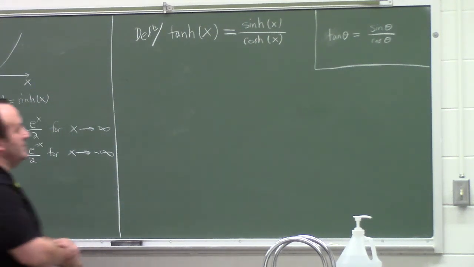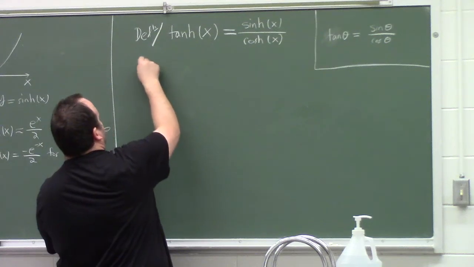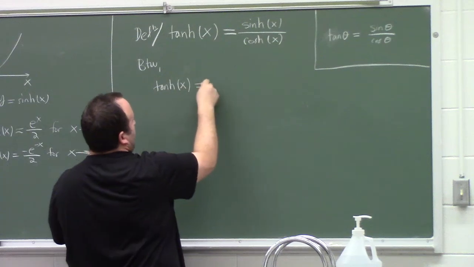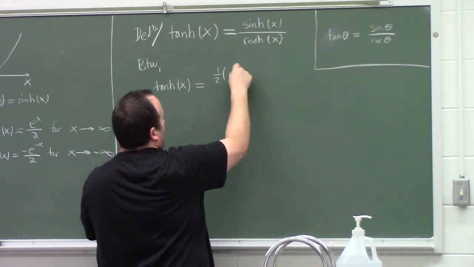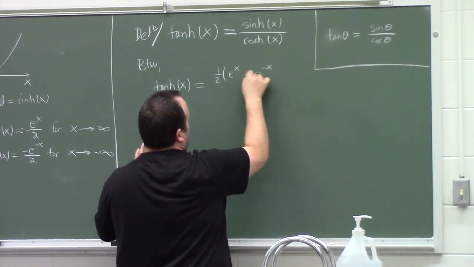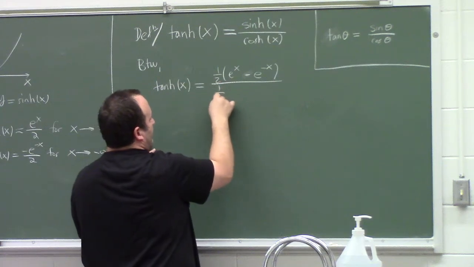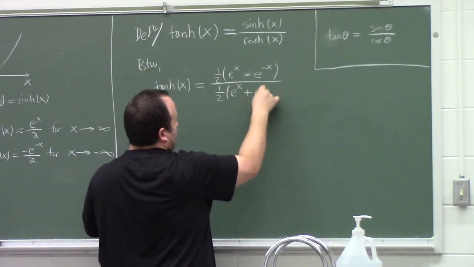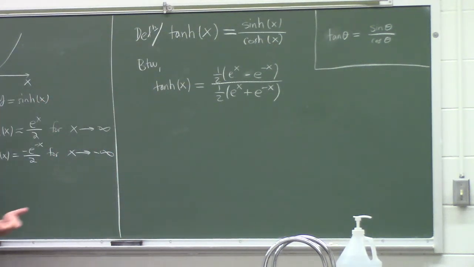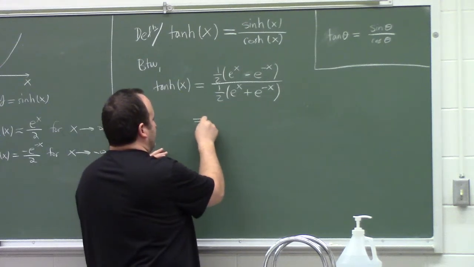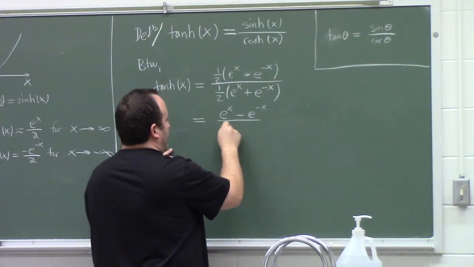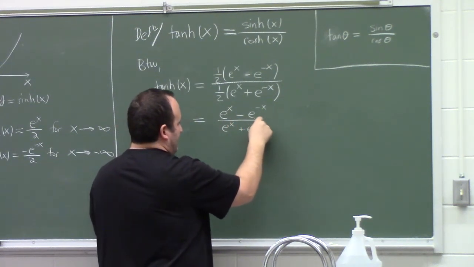Now, what's a formula for it? Tanh of x is equal to 1/2 (e to the x minus e to the minus x) divided by 1/2 (e to the x plus e to the minus x), because that's what sinh and cosh are, right? So the half cancels, and I would point out a couple of useful formulas to know about tanh. One is that it's e to the x minus e to the minus x over e to the x plus e to the minus x. That's mildly useful.